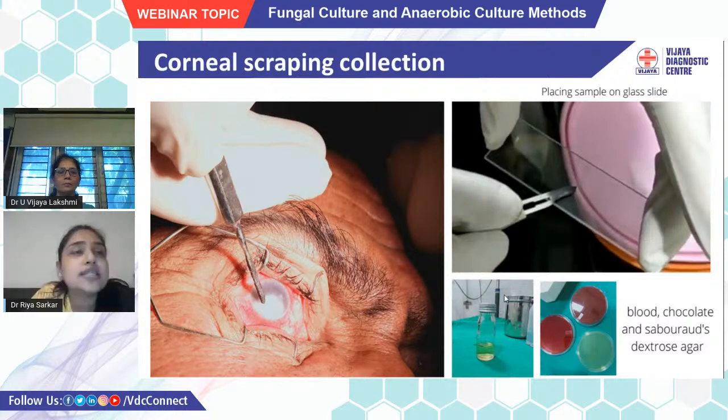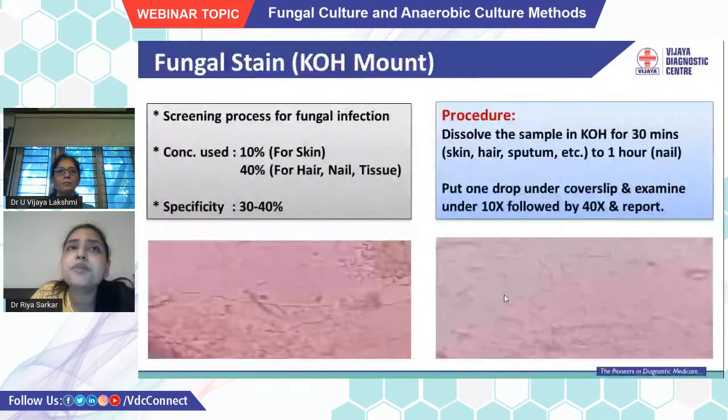correlated clinically as well as with fungal culture. The procedure is very simple. We dissolve the sample in KOH for 1 hour in case of nail and 30 minutes in case of other samples. Then we take a drop of it under a cover slip and examine under 10x followed by 40x.